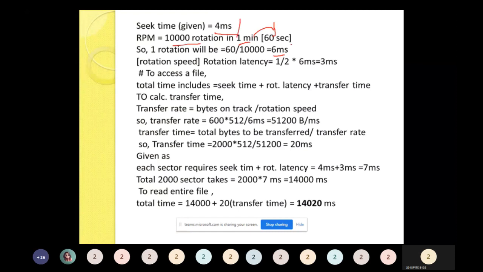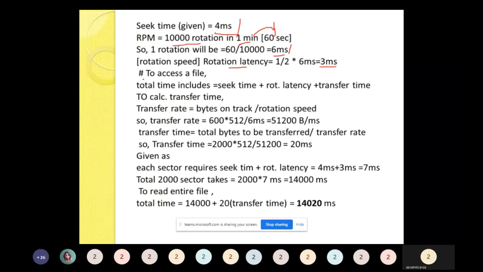So here the rotational latency is already told. Rotational latency is half of the time of one rotation: 1 by 2 into 6 millisecond, which is 3 milliseconds. So these are the data.